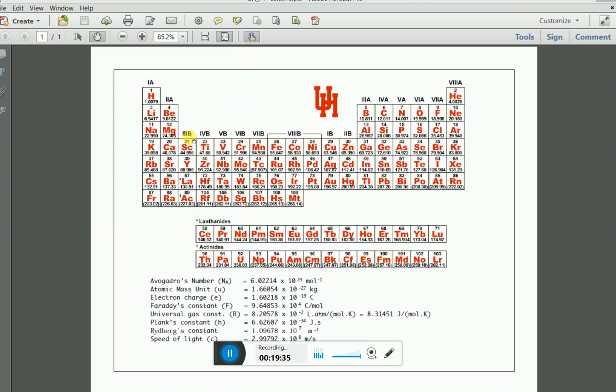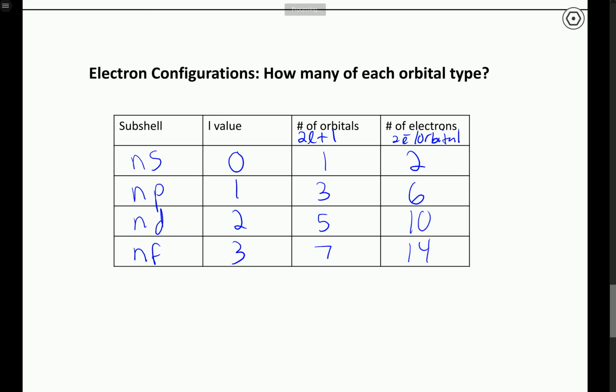The D block, this middle part here, 1, 2, 3, 4, 5, 6, 7, 8, 9, 10 elements wide. The F block has 14. Okay? So from the periodic table, we can get these relationships easily without having to remember them. But if you remember 2L plus 1, that also tells you the number of orbitals, and then 2 electrons per orbital tells you how many electrons you can fit in there.